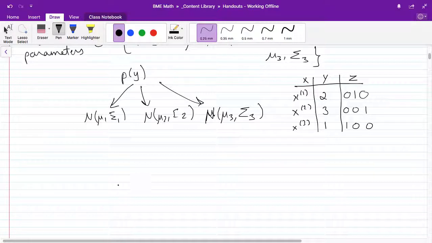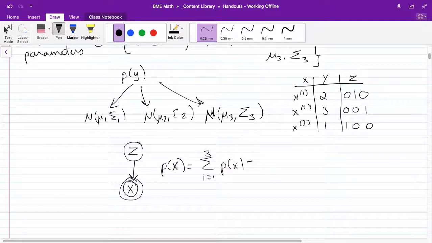All right. So I'm going to replace this with this now. I'm going to say there's some hidden variable z that's going to generate, which I don't know what it is, but it's going to generate some x. And I've measured x. I just don't know what z is. And so my mixture model is that P of x is the sum of i equal to 1 to 3, P of x given that z sub i is equal to 1 times the probability of z sub i equal to 1. So that's how I believe my data was generated.